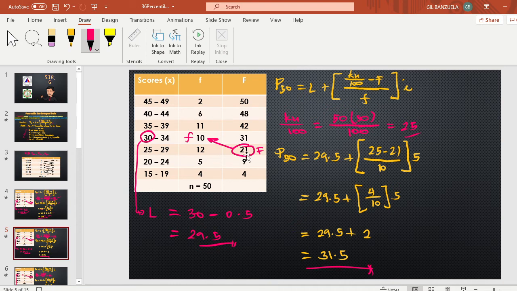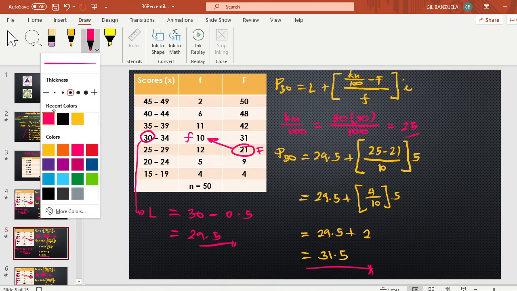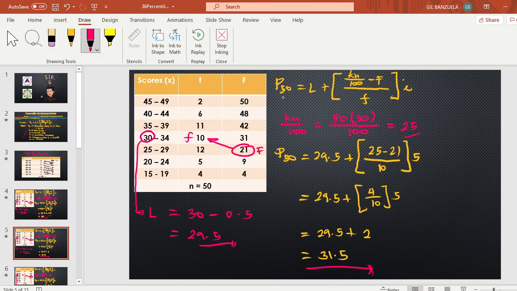So let's proceed to P50. Again, let's do the drill. Your k here is 50, alright? Okay, so let's get the value of kn over 100. Plug in the values. Your k is 50, your n is 50. Of course, the sample size is 50, that's why. And of course, we are going to divide it by 100 since we are in percentile. So 5 times 5, that is 25. So 2500 over 100 is equal to 25.